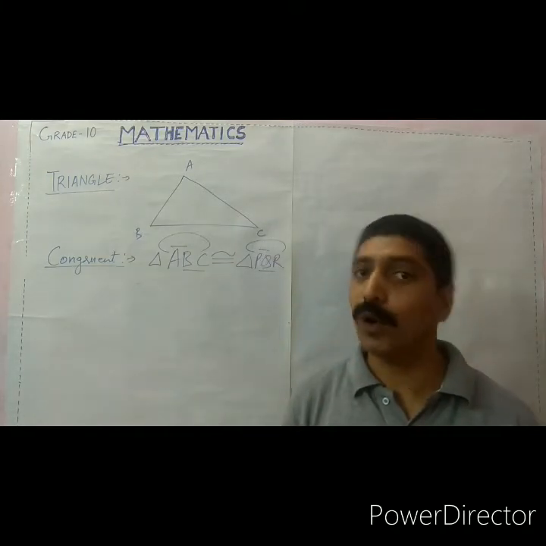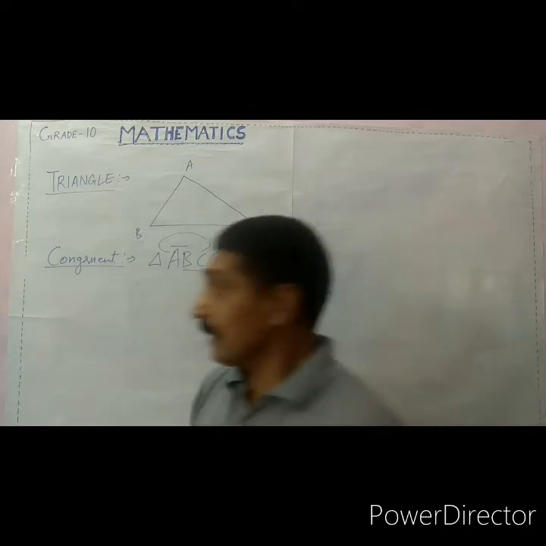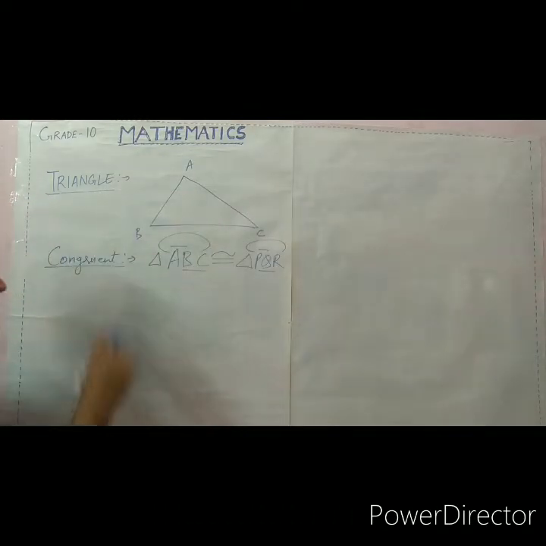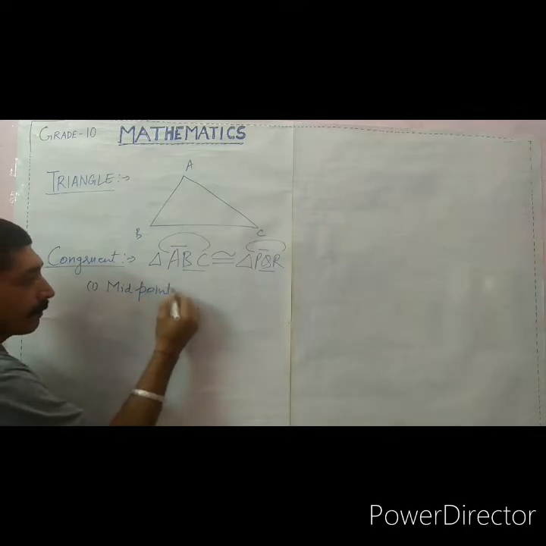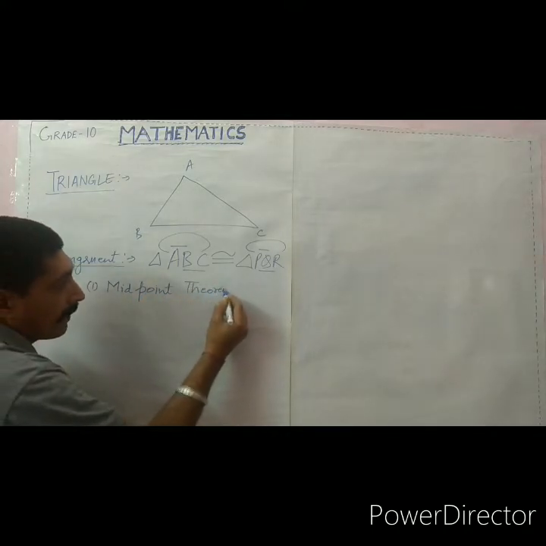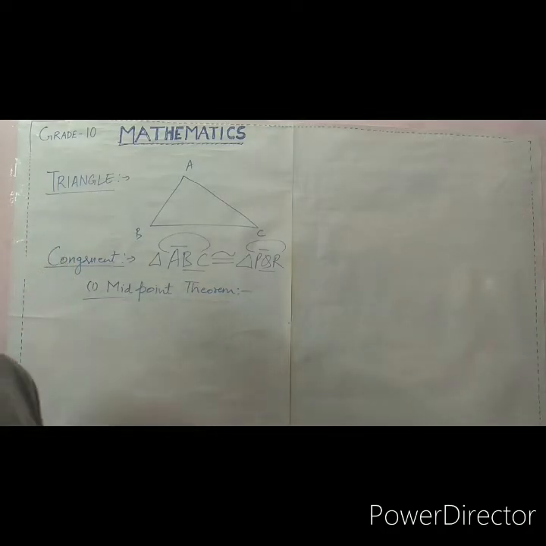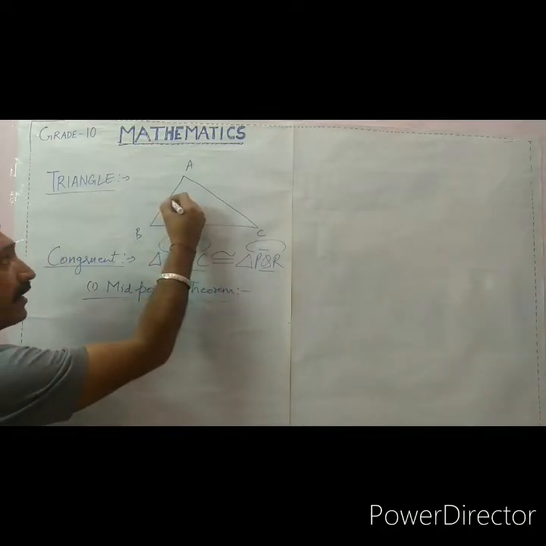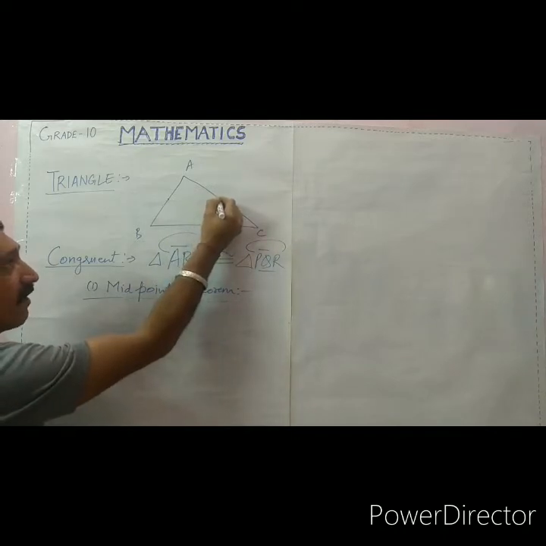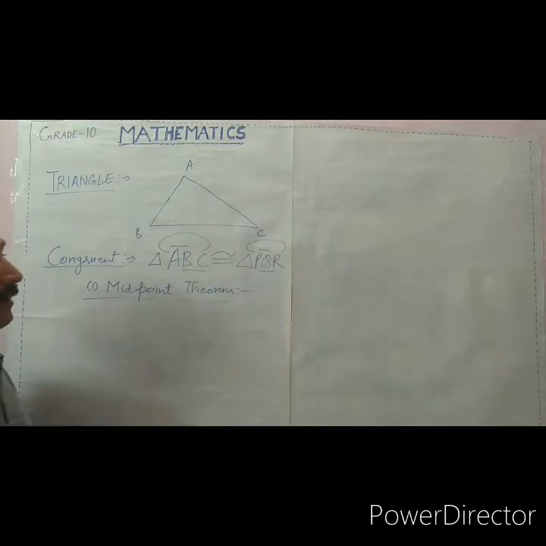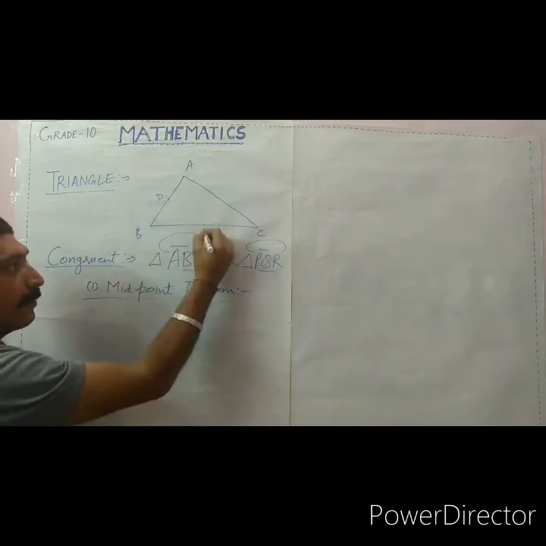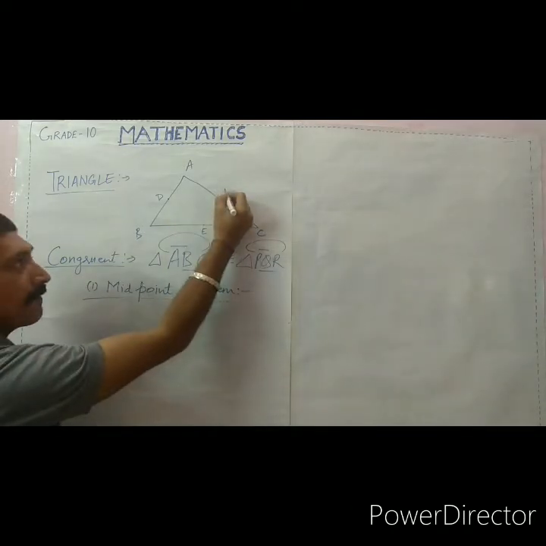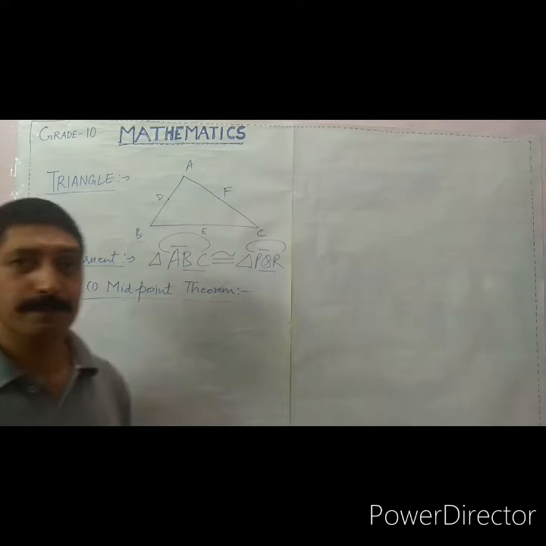Let's recapitulate all those points. Like first, we have studied the midpoint theorem. The midpoint theorem says that if we take the midpoints of the 3 sides of a triangle, let D be the midpoint of AB, E the midpoint of BC, and F the midpoint of AC.